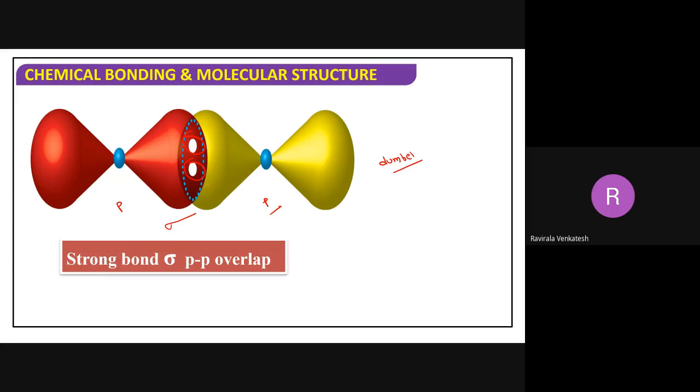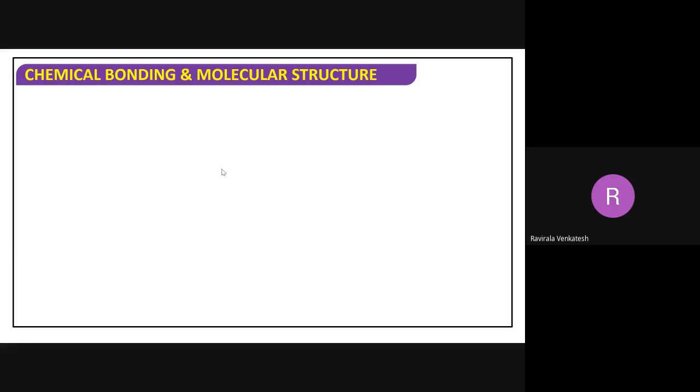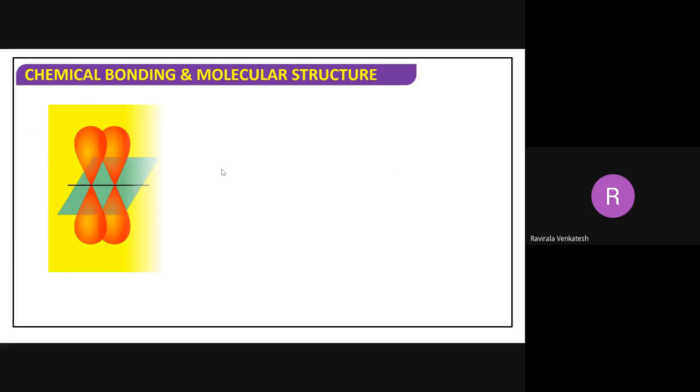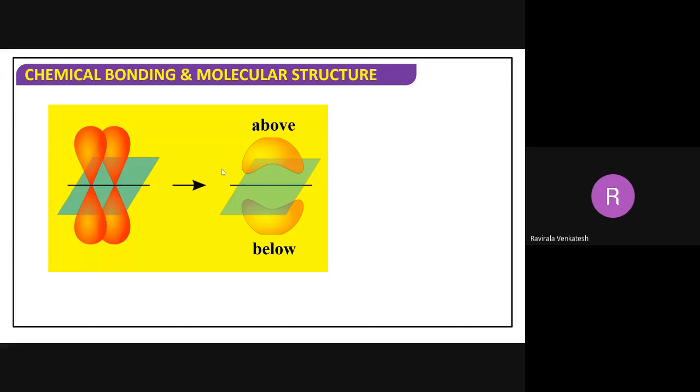So because of sigma overlapping or because of ionic bond, what happened? You are getting a strong bond actually, right? How are you getting the bond? Because of overlapping. So when the orbitals overlap like this, they are going to get a strong bond.